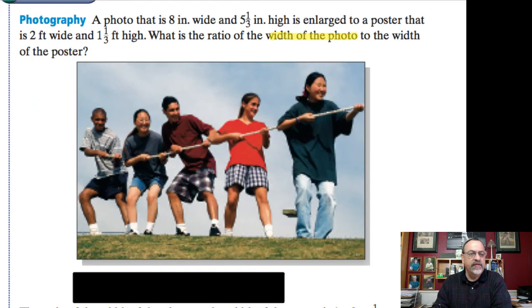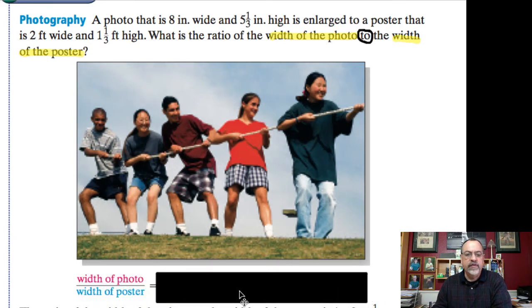So that's going to be the first thing, or the numerator, in my ratio. I then see the word to, and so after the word to is going to be the denominator. So the width of the poster comes second. In my ratio, the width of the photo is going to be in my numerator, and the width of the poster is going to be in my denominator, and that is determined by the wording of the problem. And notice it says, what is the ratio? So I know that my answer is going to be a ratio. That's how I know that I'm writing a ratio.